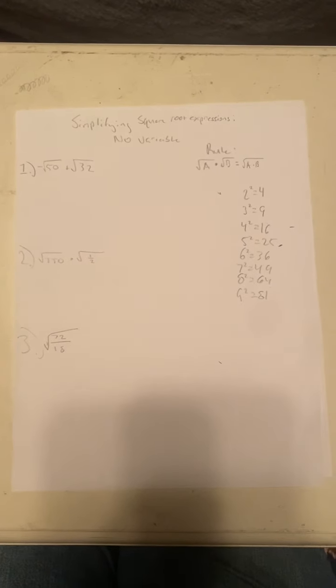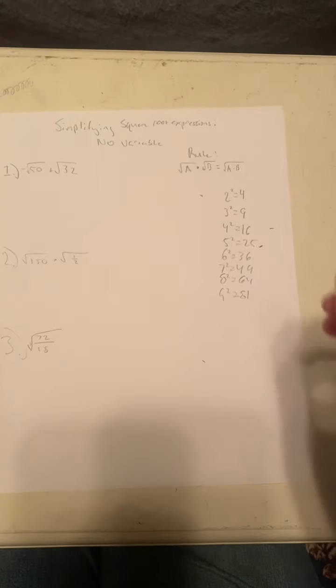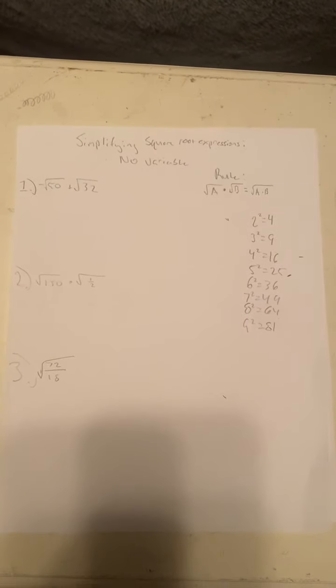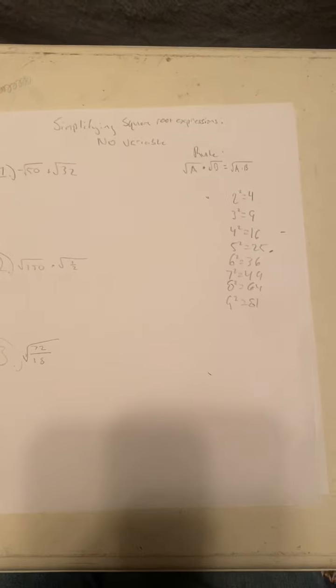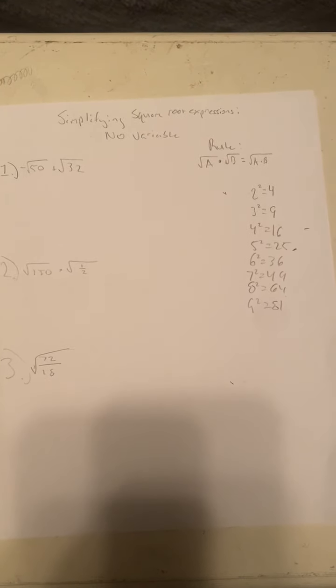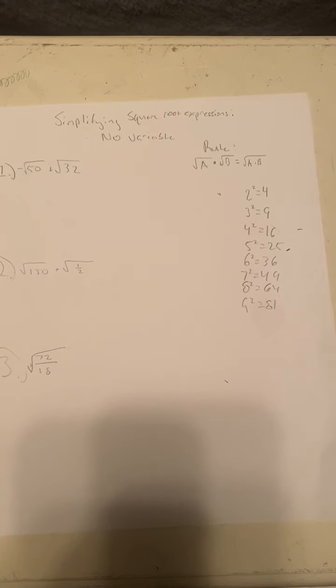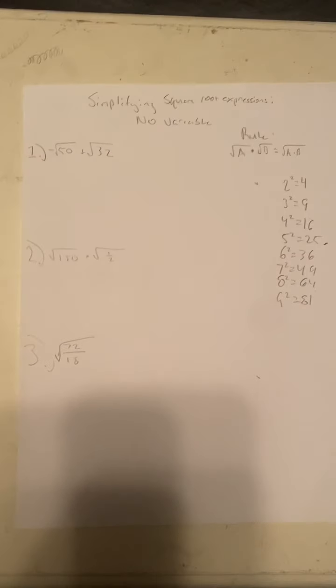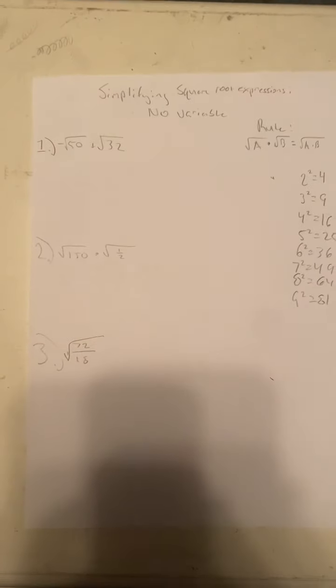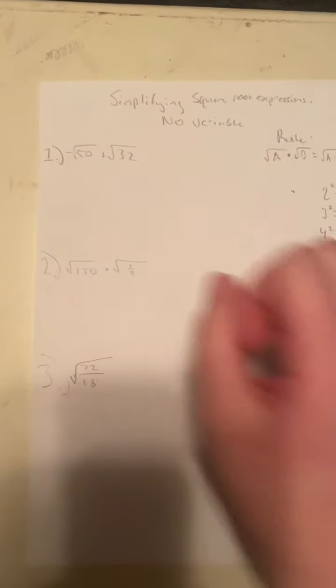With no variable. So the rule that we are going to be using today is this one right here, which states that the square root of one number, a, times the square root of another number, b, is basically equal to the square root of a times b. I have a little chart of perfect squares right there. So we're going to be taking a look at this one first.